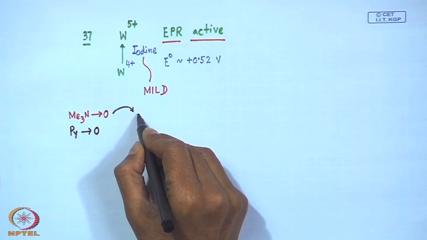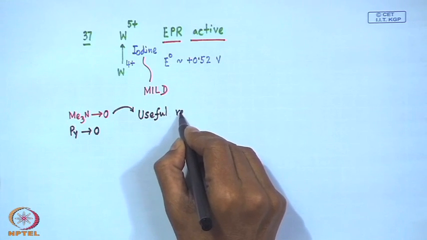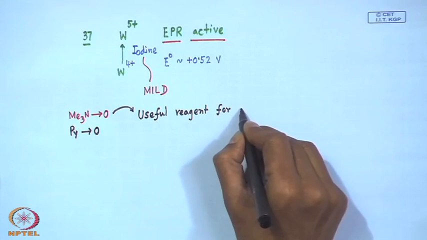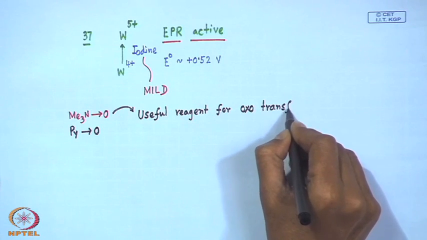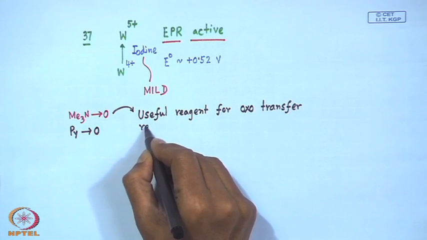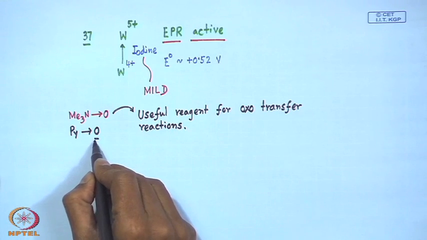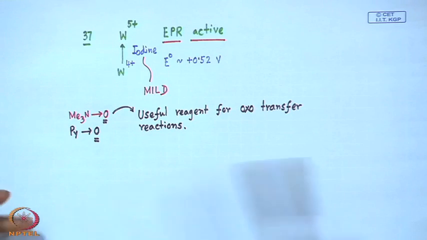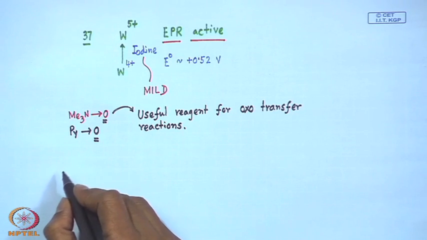So, these N-oxide molecules are very useful reagents for oxo transfer reactions. We can transfer these oxygen atoms very nicely to any other system, which is well known for any study, because we all know that the formation of these oxo groups is very useful in catalysis, in industrial catalysis as well as biological catalysis.